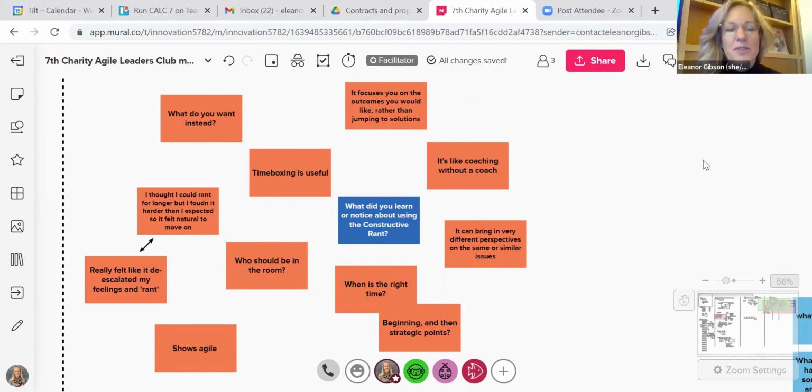Finally, we also reflected that the constructive rant felt like it de-escalated feelings by giving a legitimate place for those rants, that discontent to be shared. It enabled the individuals to move through that in order to then create solutions.